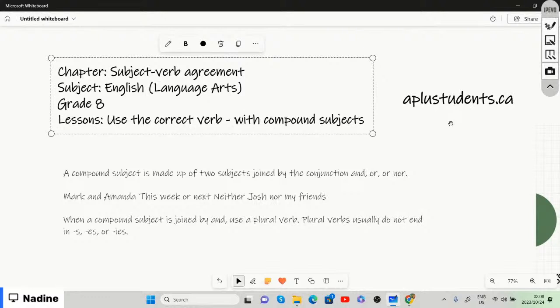So if you want to go back, recap, and go over certain things or the work, we have the chapter, subject, grade, as well as lesson, and that is under aplusstudents.ca.